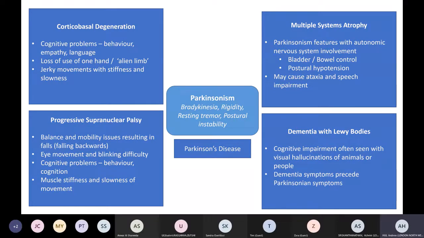So on the top left, we have corticobasal degeneration, CBD. I always like to think about this in terms of the name. So cortico, there's degeneration of the cortex causing cognitive problems like behavior, language, or emotional problems. And then you have degeneration of the basal ganglia, which usually is associated with loss of use of one hand or the alien limb phenomenon. If you ever hear this description in SBAs, you should think corticobasal degeneration. Alien limb phenomenon is where the patients feel that their hand or their arm isn't their own and it's moving without their conscious control.